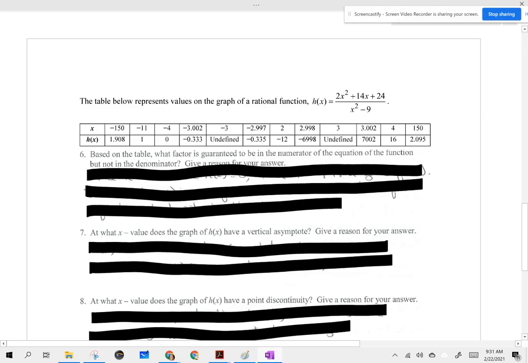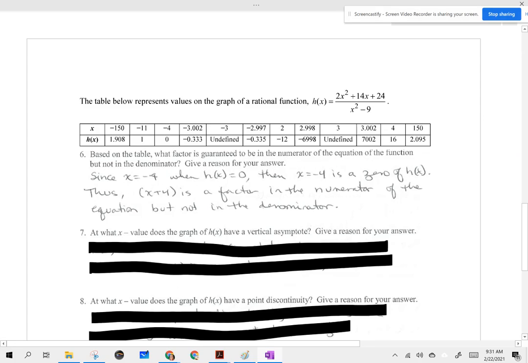All right, number 6, based on the table, what factor is guaranteed to be in the numerator of the function but not in the denominator? So since x is equal to -4 when the function is 0, then x equals -4 is a 0 of the function, right? Remember, if it's in the numerator and not in the denominator, we're looking for the intercept, which is where the function equals 0 for the y value. Thus, x plus 4 is a factor in the numerator, but not in the denominator.